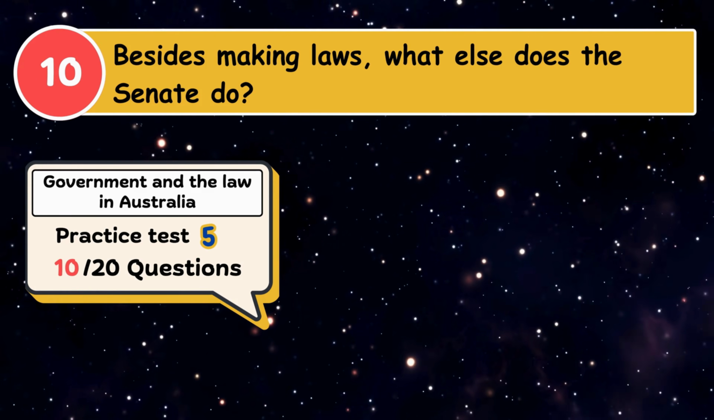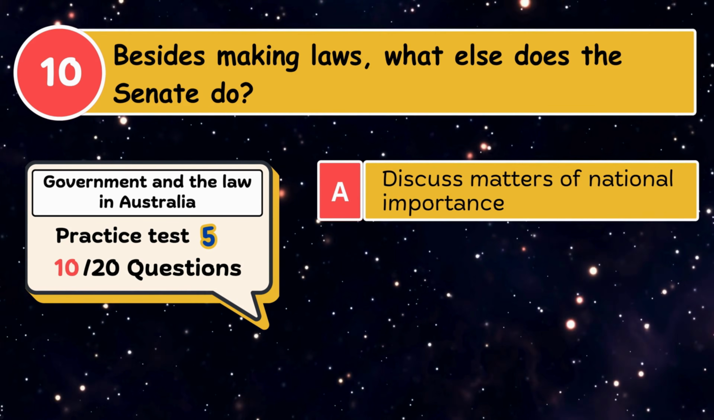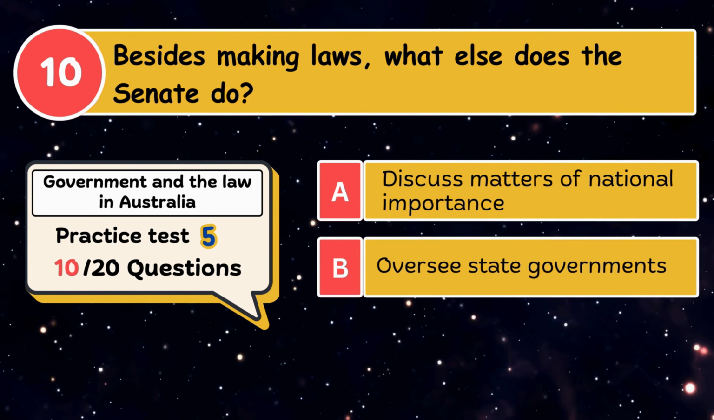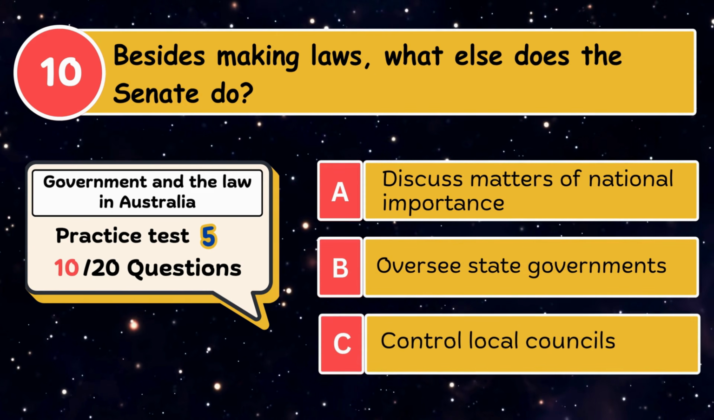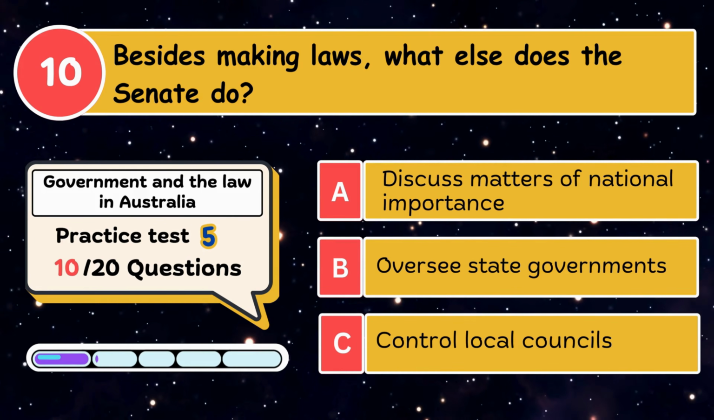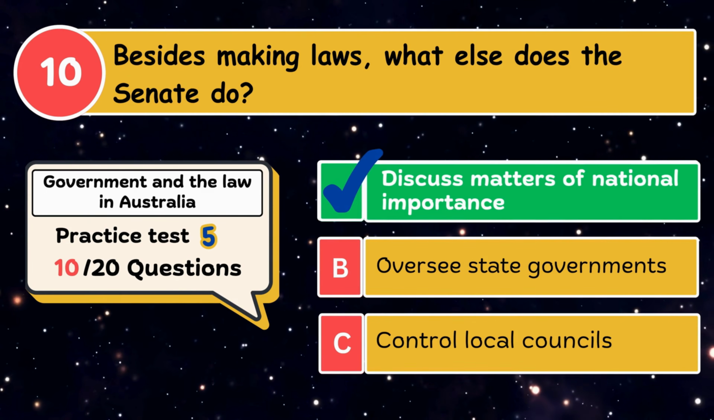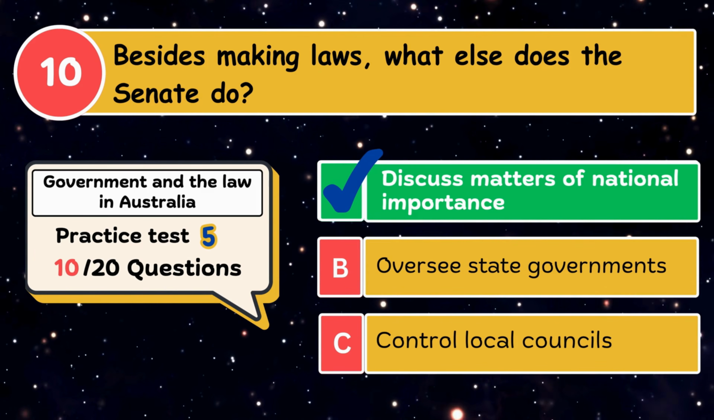Besides making laws, what else does the Senate do? A. Discuss matters of national importance. B. Oversee state governments. C. Control local councils. The correct answer is discuss matters of national importance.